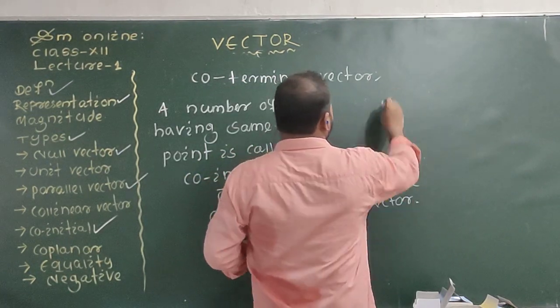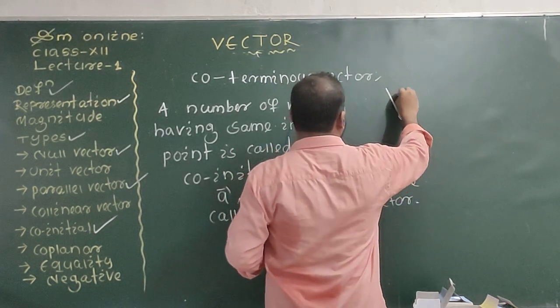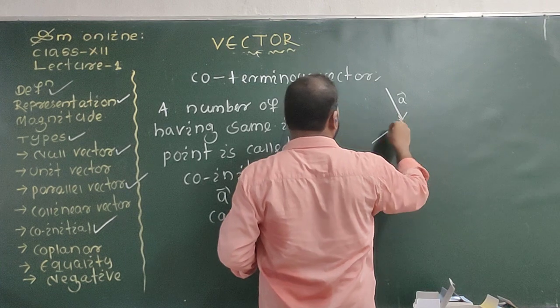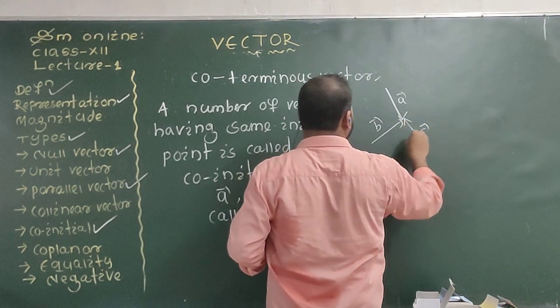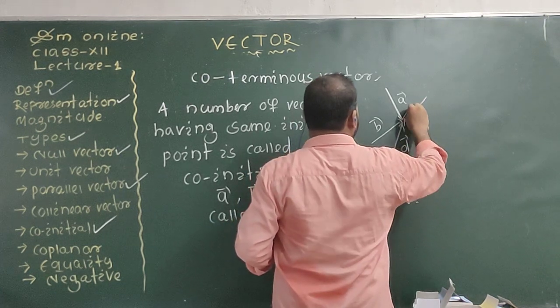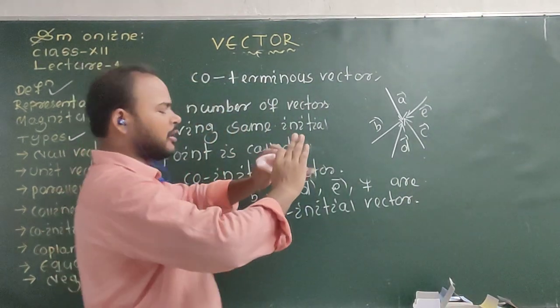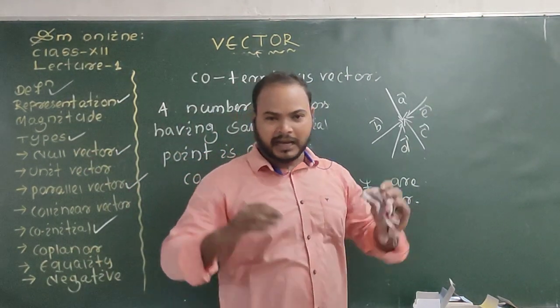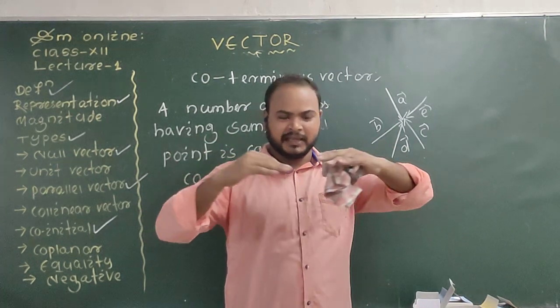Suppose vector B, let us say vector C and it is another vector D and this is another vector E. That means a number of vectors meet at a point.